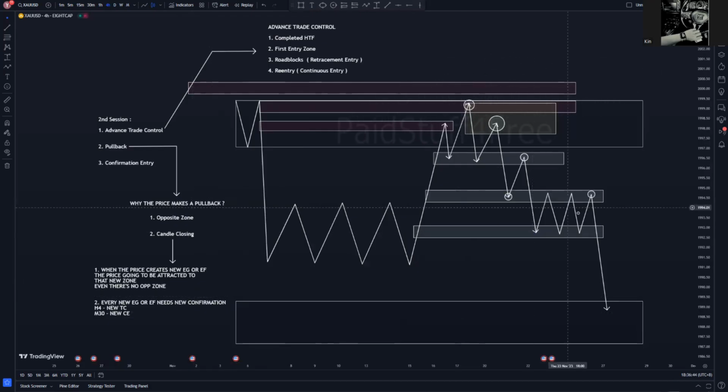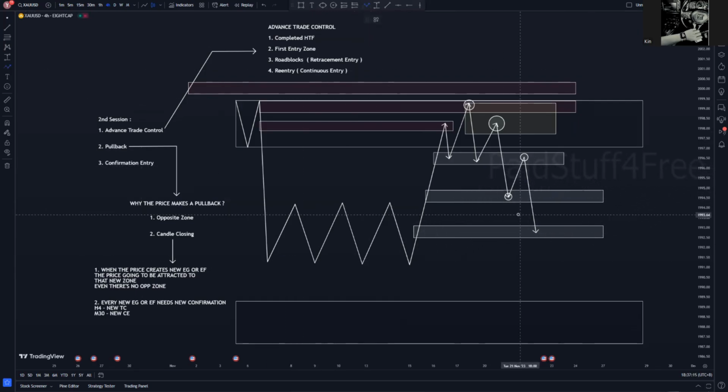Back to what I said just now. When the price creates an engulfing field somewhere around here, and to answer the earlier question, can the price create an EF but not go to the next zone? The answer is yes, because of the pullback.